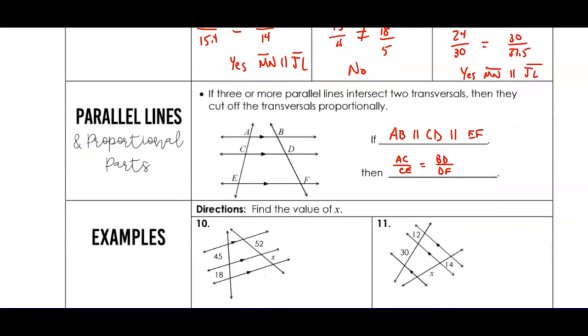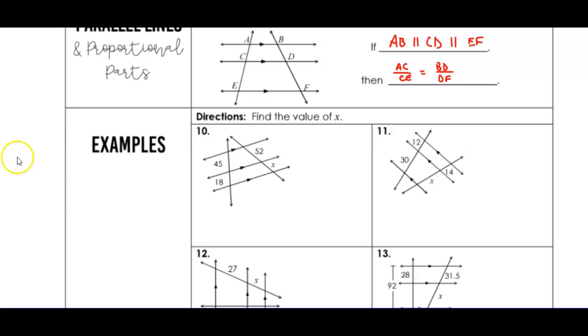So the same type of equations are going to be written here. If I take the 45 and the 18, they should make the same fraction as 52 and x do. So I just do a cross product, 45x equals 936, and so x divides out to 20.8. All right, can you do number 11 the same way? Just pause for a second and try it.